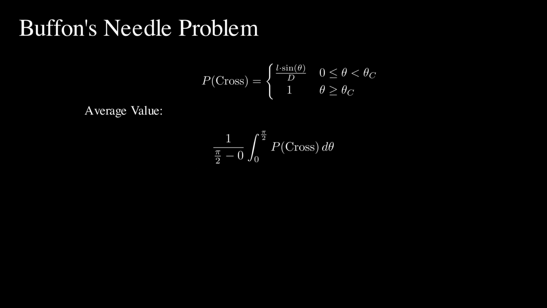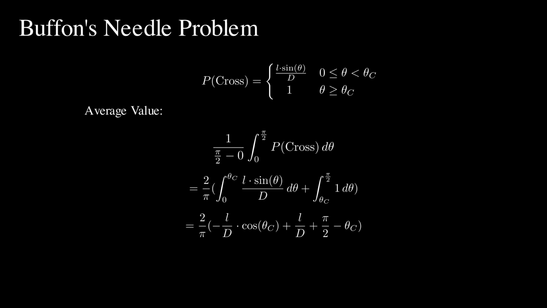However, I'm evaluating from 0 to pi over 2 for simplicity. The average value of a piecewise function is found by adding the integrals of each branch, evaluated at their specific intervals, and dividing by the length of the total interval.